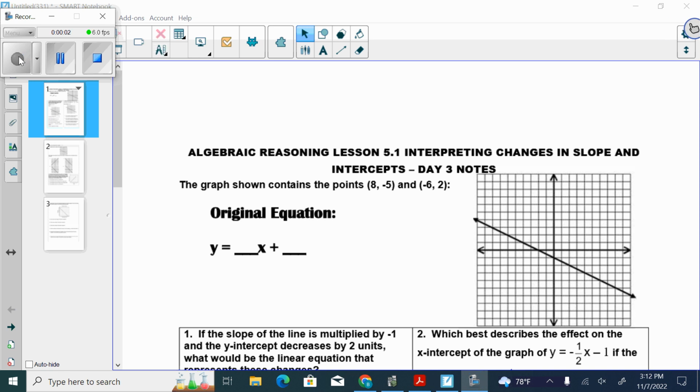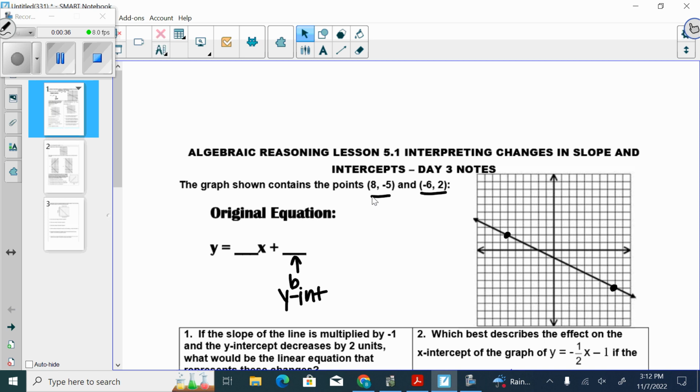For us to come up with the original equation that we can see apparently goes through these two coordinate points, they say. All right, so I have the coordinate point (8, -5), and I have the coordinate point (-6, 2) on the line, right? Okay, so in order to figure out what goes in my blanks, remember, this is my y-intercept, or the b, right?